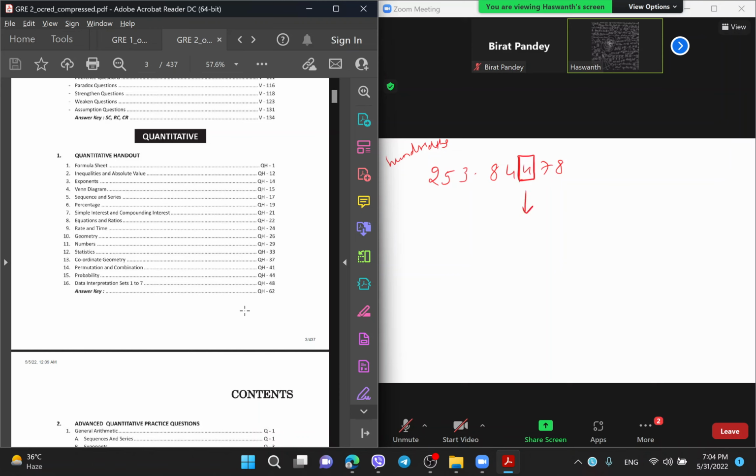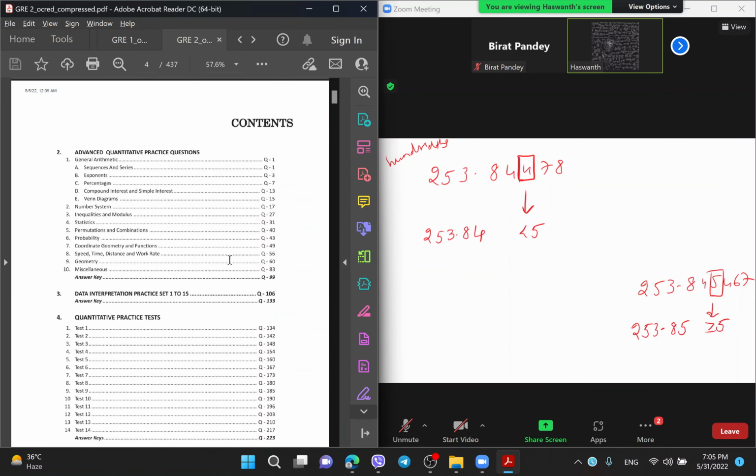If this digit is less than 5, we write it as it is. Like in this case, it is 4. It is less than 5. So we write it as it is, 853.84. If this digit is greater than or equal to 5, meaning 5 or more than 5, we add 1 to the place which we are rounding off. 84 plus 1, we say 85.